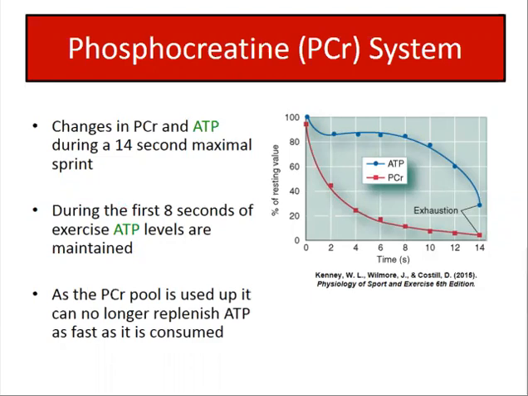So in this graph, we see the changes in phosphokeratin and ATP during a 4-second maximal sprint, and during the first 8 seconds of exercise, ATP levels are maintained. And as the phosphokeratin pool is used up, it can no longer replenish ATP as fast as it is consumed. So that means that phosphokeratin is depleted relatively quickly, therefore it's an immediate source of energy.